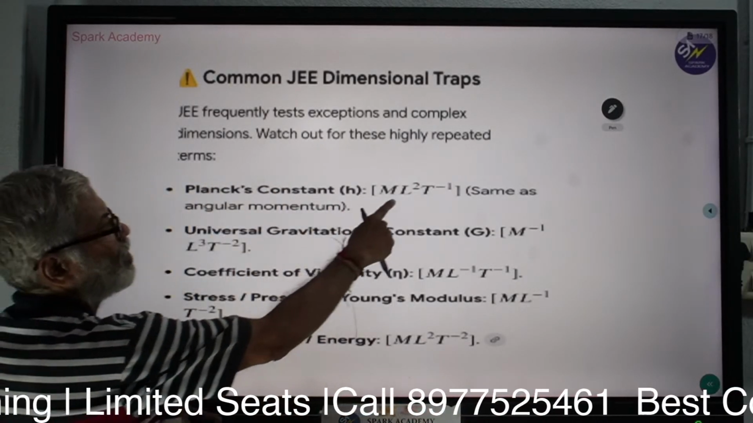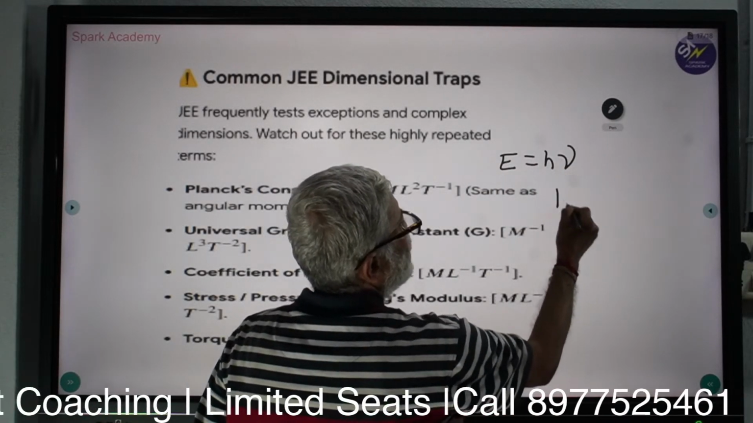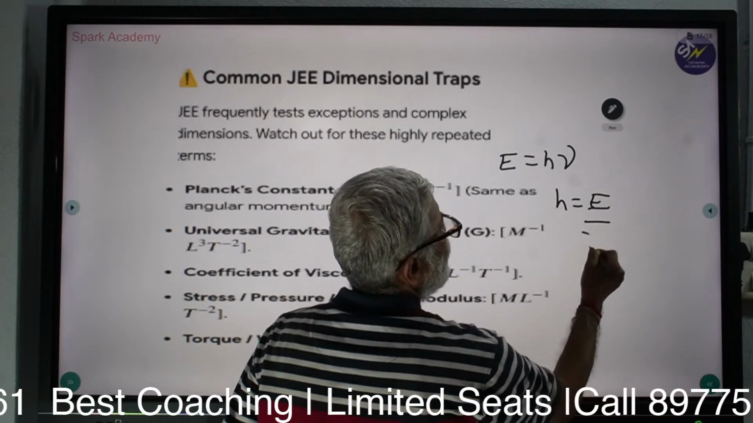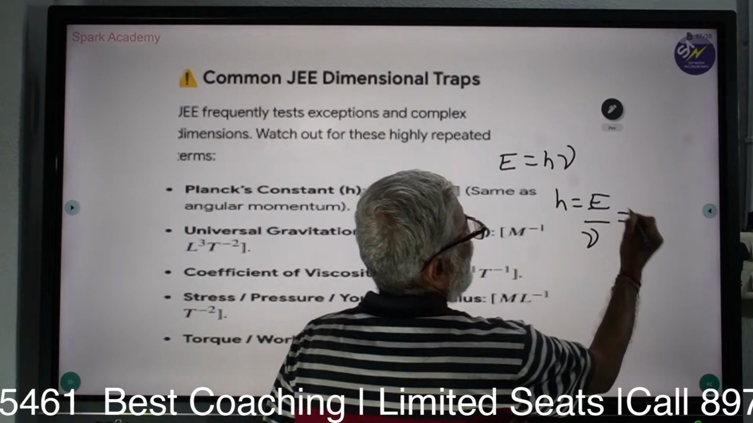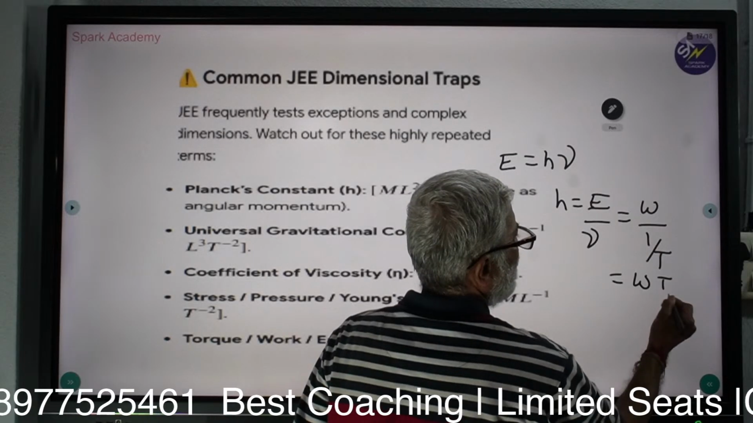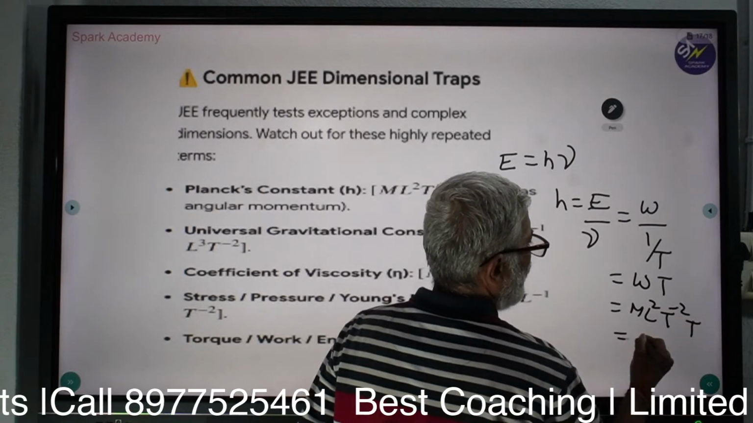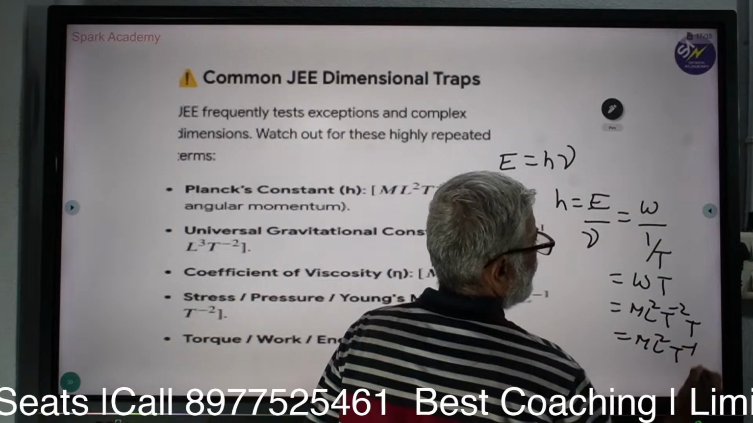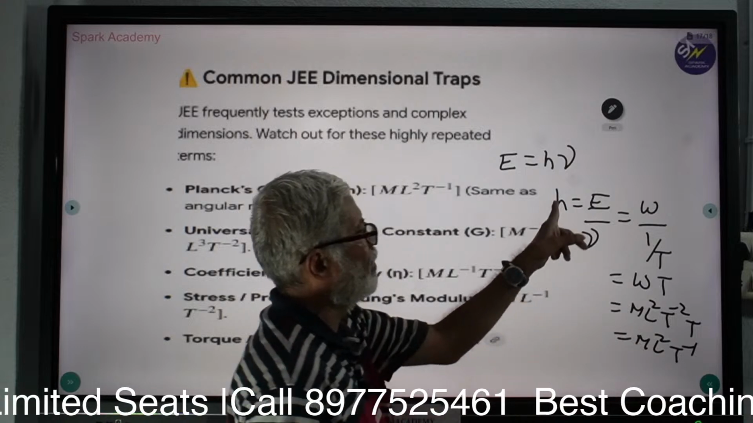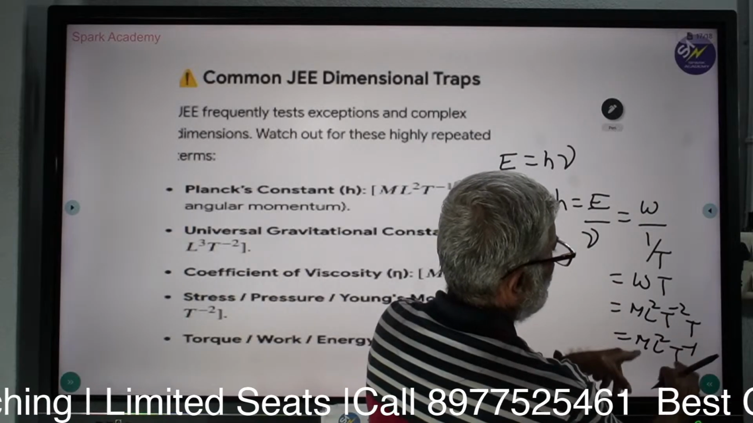Here you see Planck's constant. Planck's constant means the formula E is equal to h mu. So h is equal to E by mu. E and work have the same dimension. Mu is 1 by T. So T goes up. So work into T. Work is force into distance, so ML square T minus 2 into T. So ML square T minus 1. So this is the dimension for work into T.